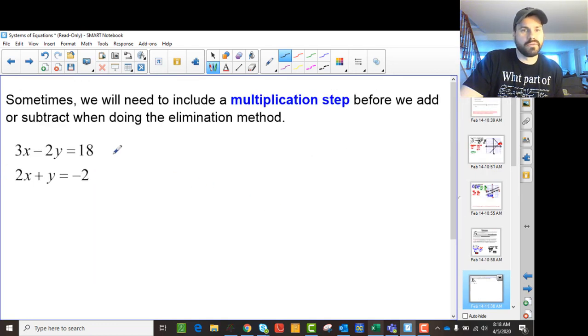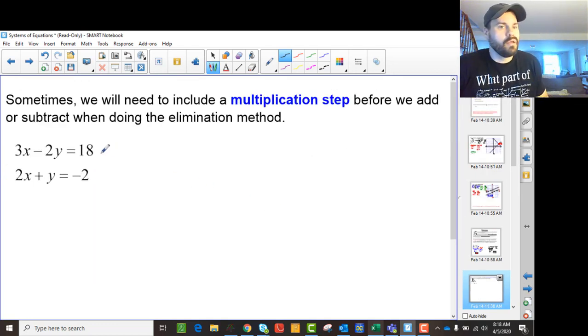Now we'll look at another example because the first one was pretty easy. When we look at this one, what I notice is that the x values are not the same number. One's 3, one's 2. And then the y values are not the same number. One's a 2 and one's a 1. So in order to get them to be the same, I have to multiply by something. So I'm going to multiply this second equation by 2.